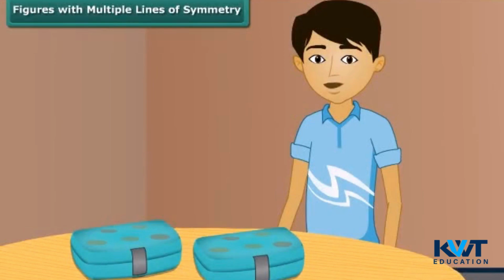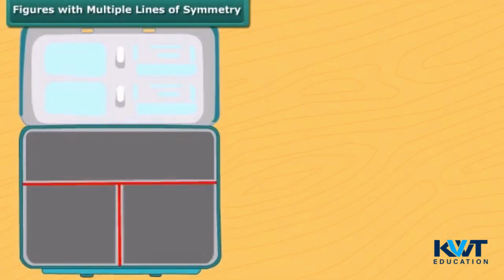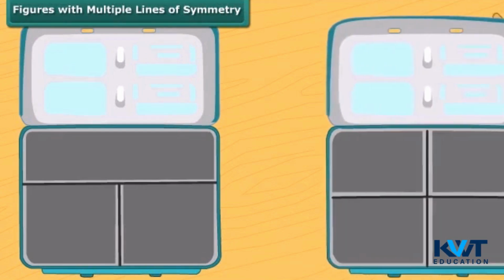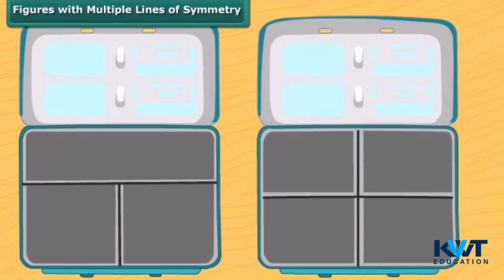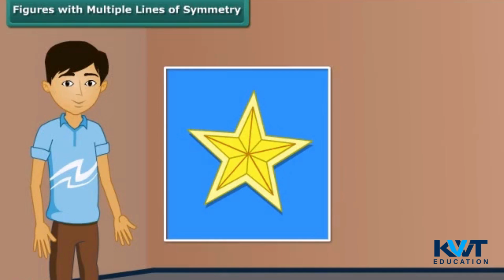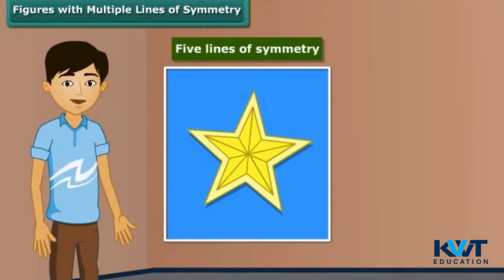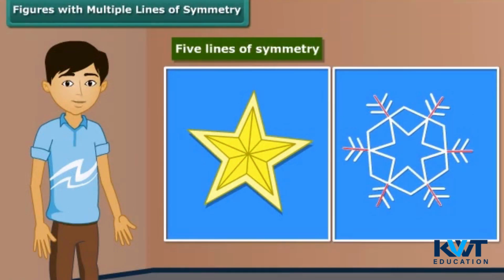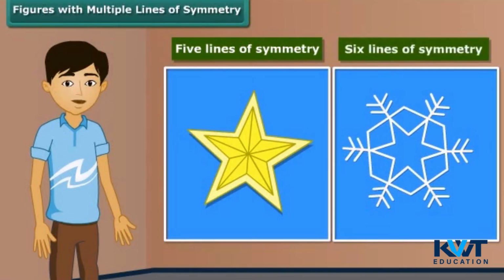Archie has two lunch boxes. One has three lines of symmetry. She doesn't like this box and keeps it away. She picks up another one. Let us check out. Oh, this box has four lines of symmetry. Children, look at this beautiful star. You can see the star has 5 lines of symmetry. What about this pattern? How many lines of symmetry does it have? It has 6 lines of symmetry.